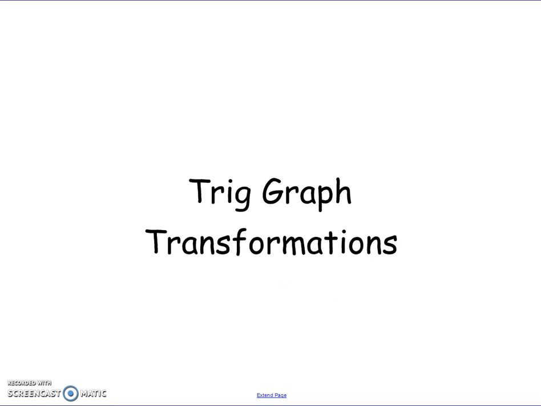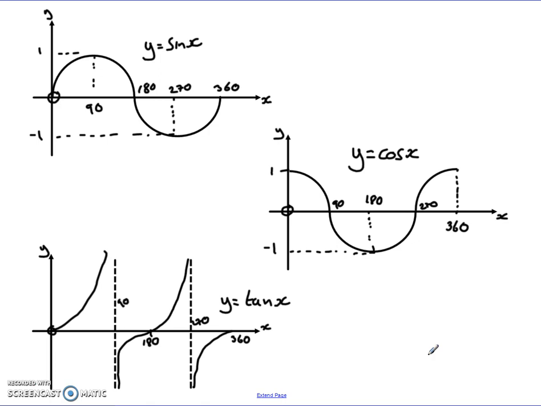Now, we remember the three basic trig graphs look like this. So you've got y equals sine x, y equals cos x, and y equals tan x. And they've all got their key properties. So for example, for sine x, you've got the values located at 0, 90, 180, 270 and 360 degrees. At 90, sine is 1, at 270 sine is negative 1, and at the other three points it's 0.